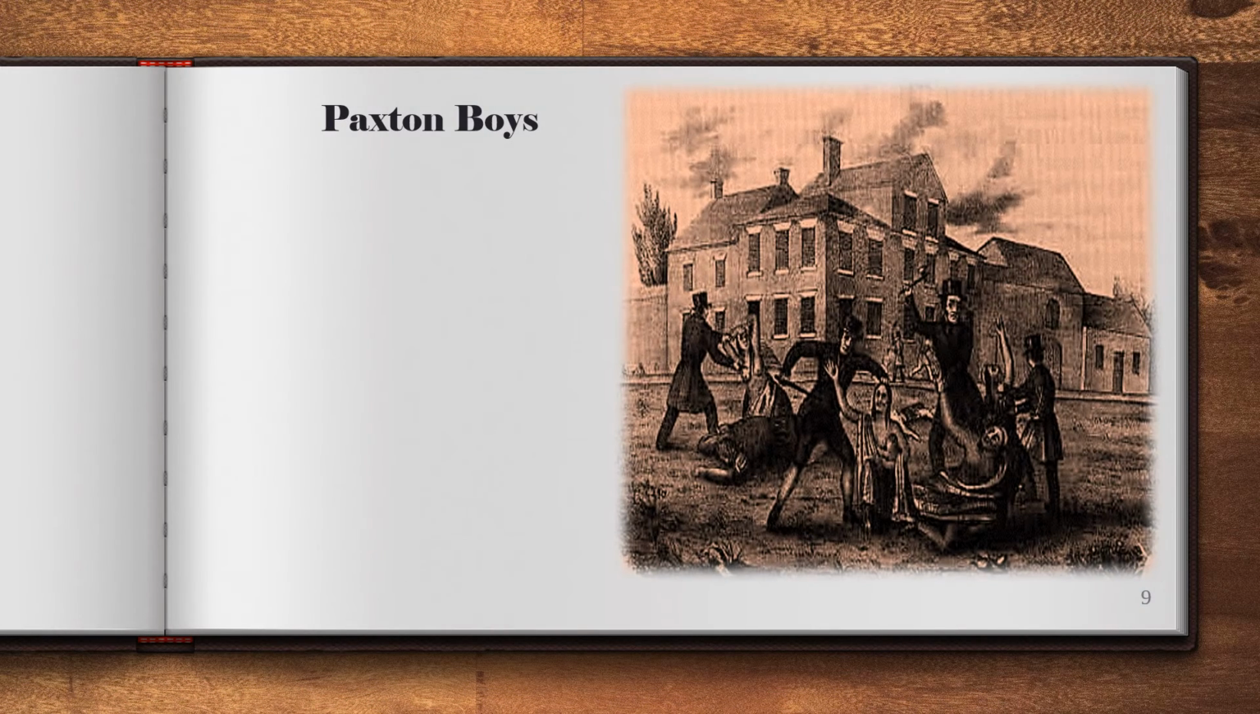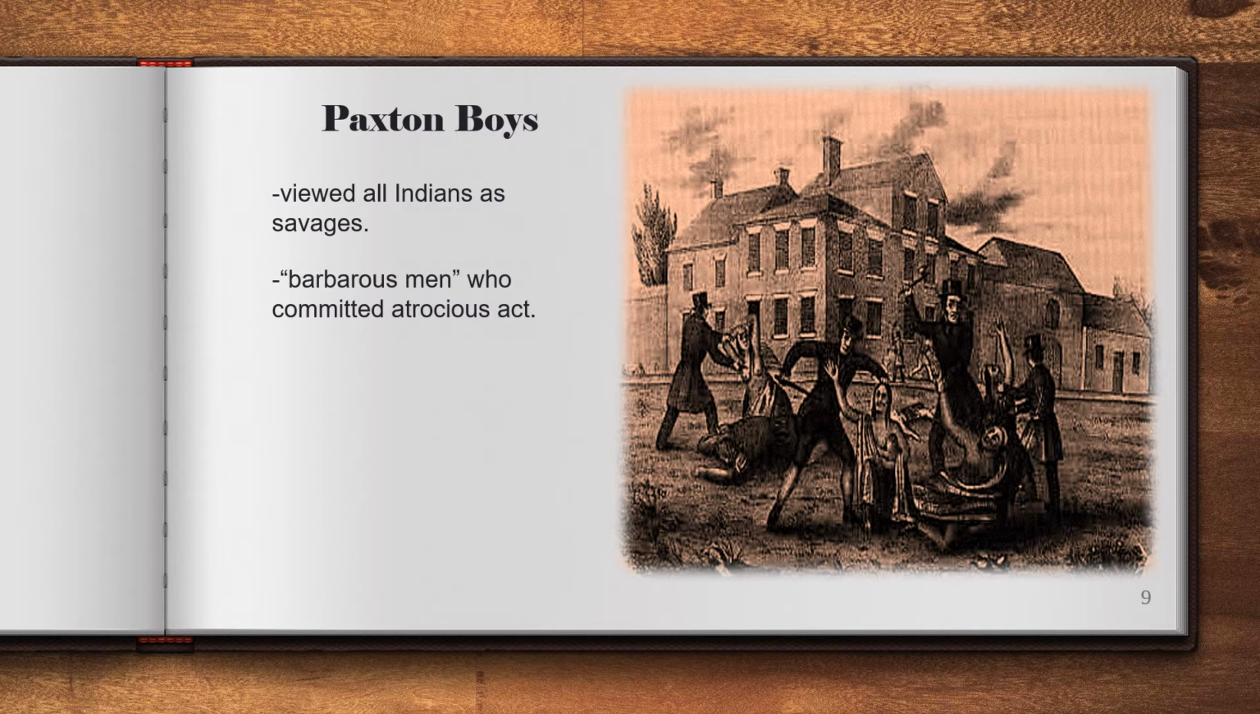Next is the Paxton Boys. Paxton Boys viewed all Indians as savages. That is why they killed the 6 Conestoga they found. And according to Benjamin Franklin, the Paxton Boys are barbarous men who committed an atrocious act.